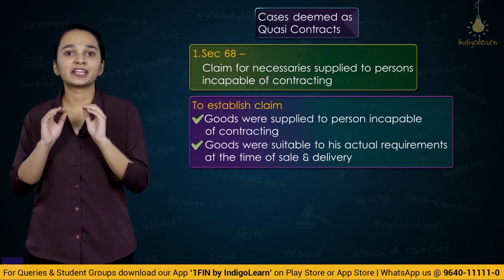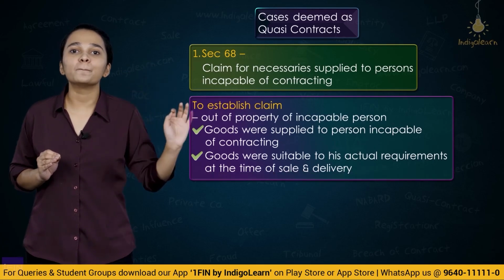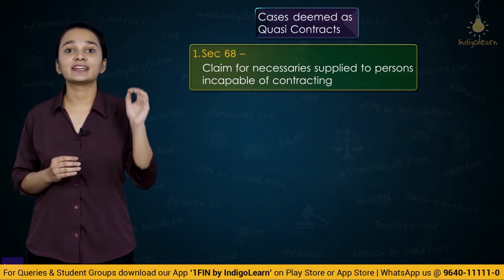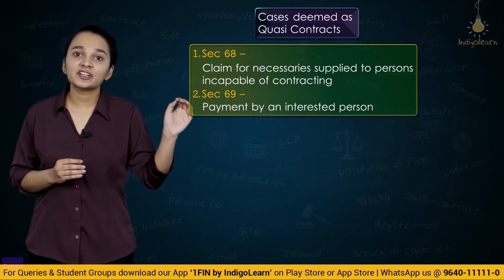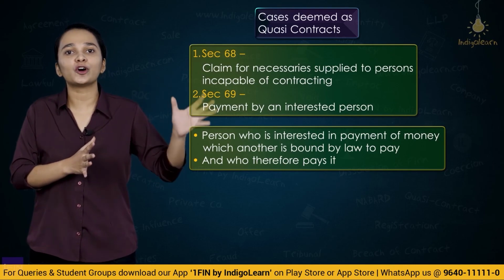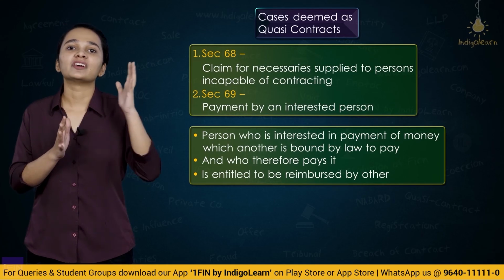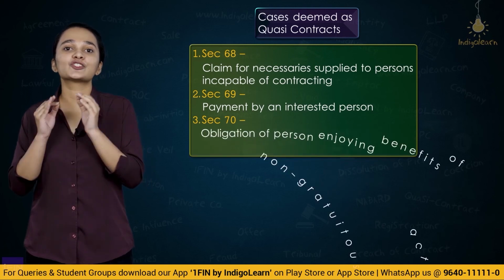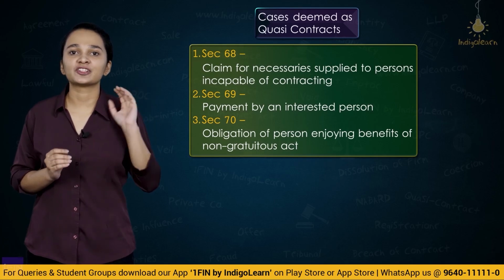Only then he'll be able to claim the reimbursement. And reimbursement out of what? Reimbursement out of the property of this incapable person. Then we have understood in section 69 that if an interested person makes payment on behalf of another person who was actually bound by law to make the payment, then he is entitled to receive the reimbursement from the other person. Section 70 talks about obligations of parties who have enjoyed benefits of a non-gratuitous act.